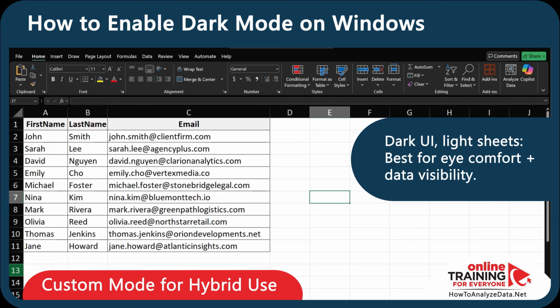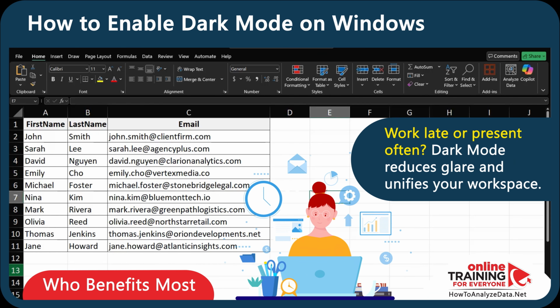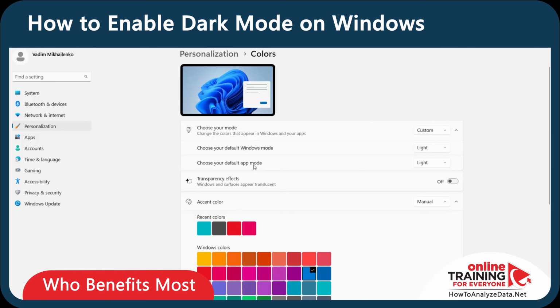Here's why dark mode might benefit you. If you work late, present often, or spend hours switching between Office, browsers, and system tools, dark mode helps centralize your environment, cut down glare, and modernize your screen sharing visuals. It takes less than 30 seconds to turn it on, but can improve hours of focused work.